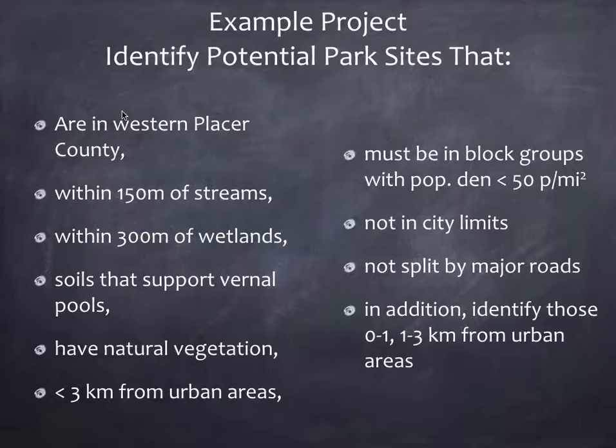One is that it has to be in western Placer County. They want areas that are within 150 meters of a stream, within 300 meters of wetlands, soils that support vernal pools and have natural vegetation, less than 3 kilometers from urban areas, and a number of other things here. Now, you have to convert these to specific criteria. So we'll have to go through identifying data and then making these criteria operational for the application of GIS tools, of spatial analysis tools in a multi-step process.